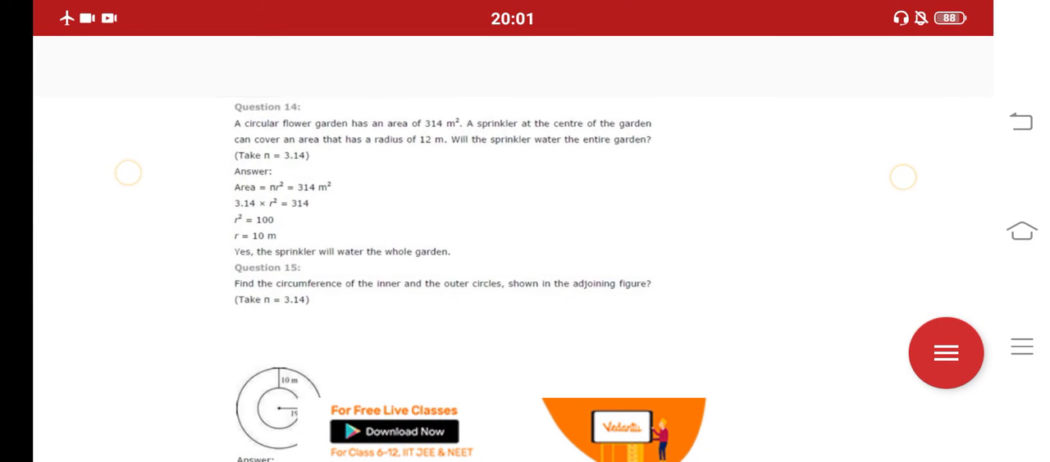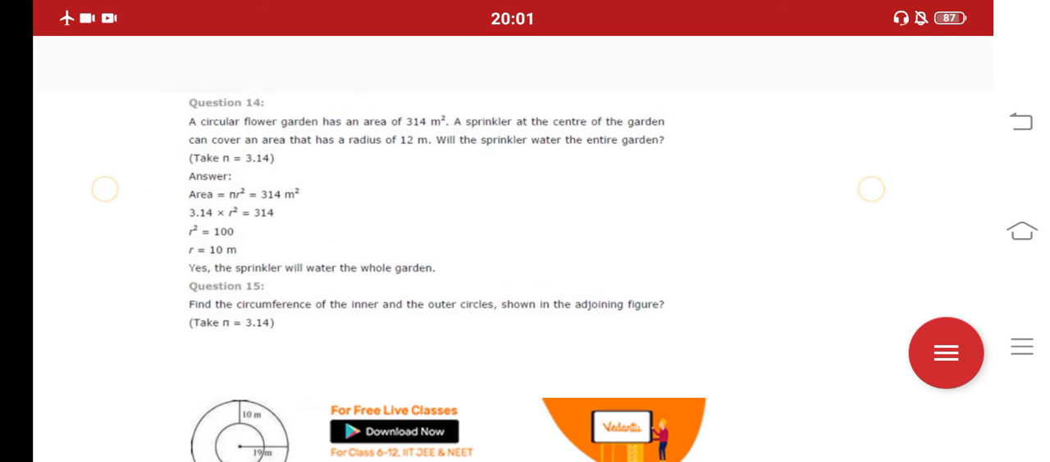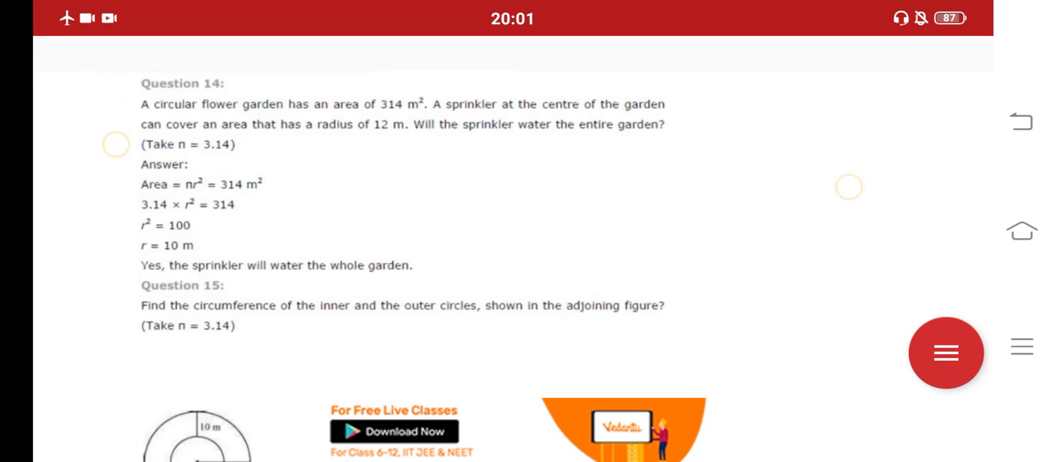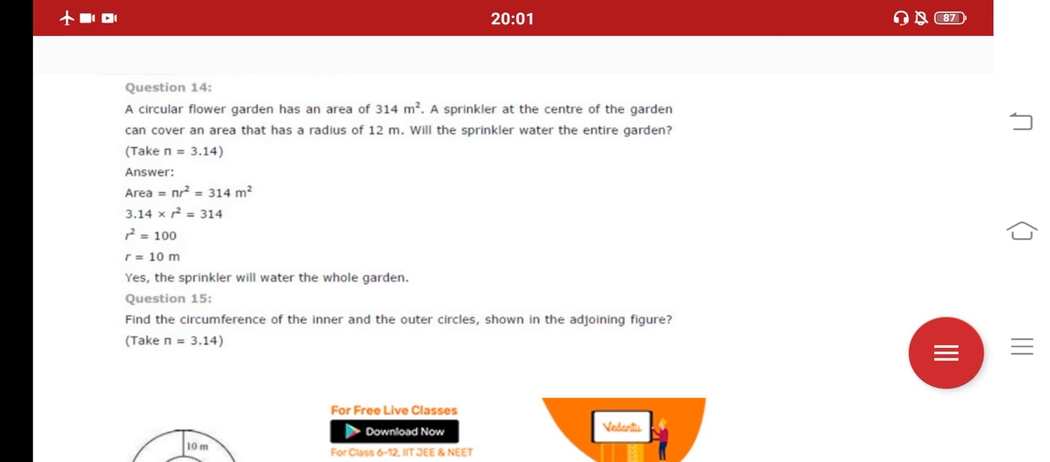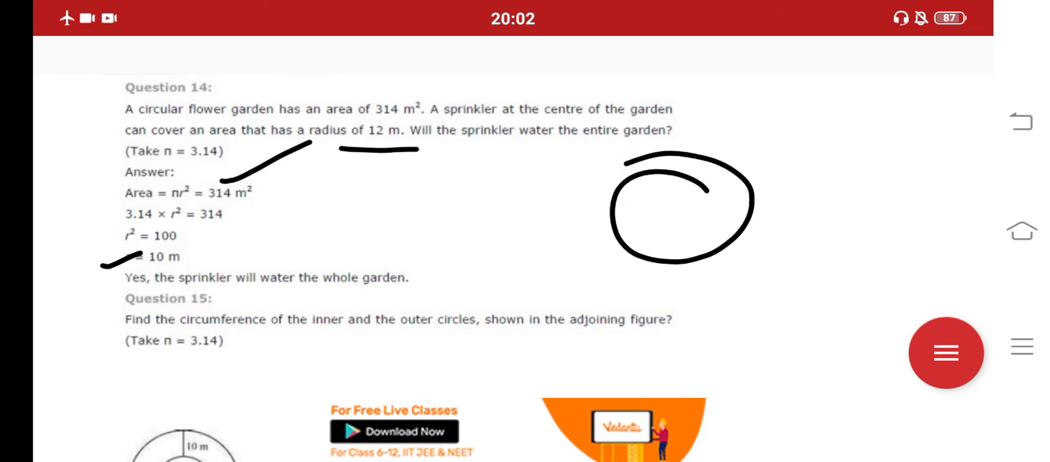See here, I hope all the questions are the same. Question number 14. A circular flower garden has an area of 314 square meter. A sprinkler at the center of the garden can cover an area that has radius 12 meter. Will the sprinkler water the entire garden? So what is the area of the circular garden? That is 314. From there we can take out the radius, which is 10. And what is the radius of that sprinkler? That is 12 meter. So if the radius of the garden is 10 meter and the radius of the sprinkler is 12 meter, then yes, easily the sprinkler will water the whole garden.